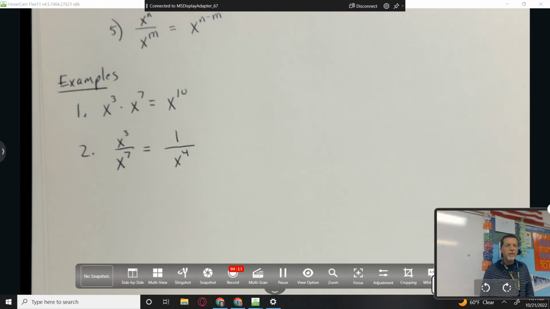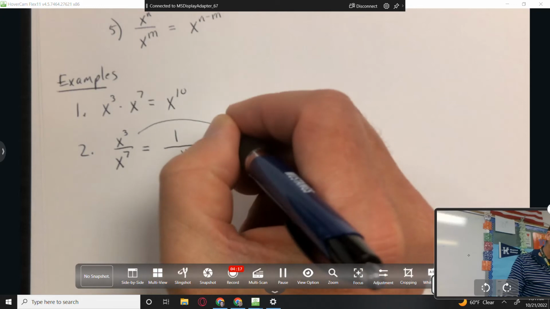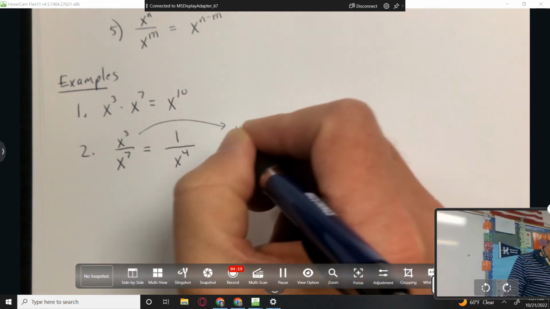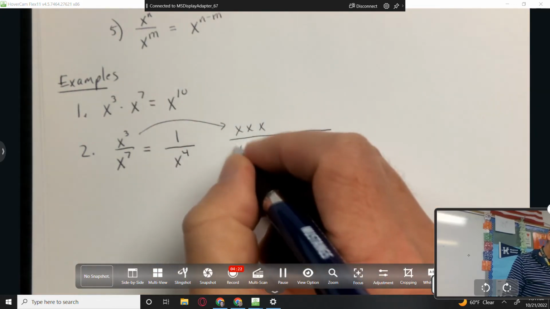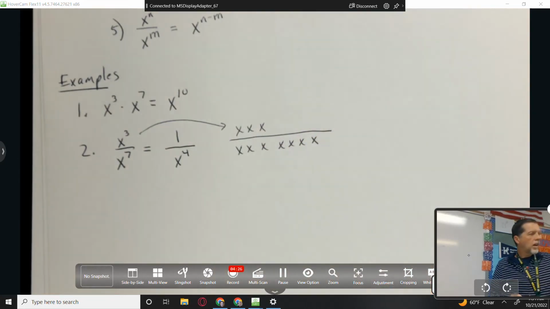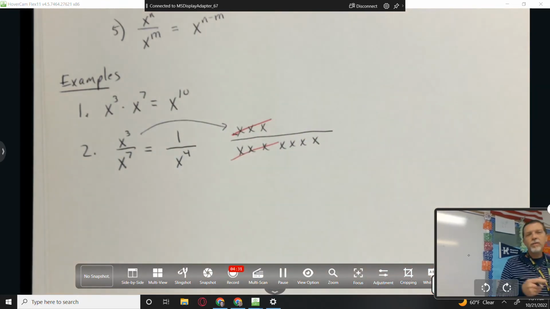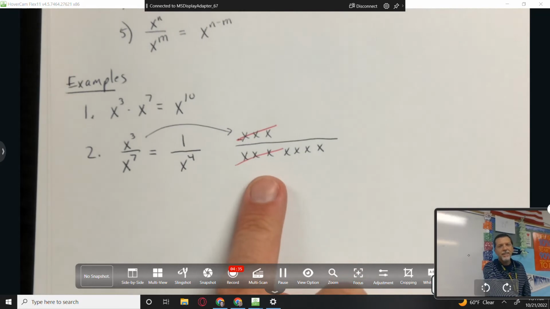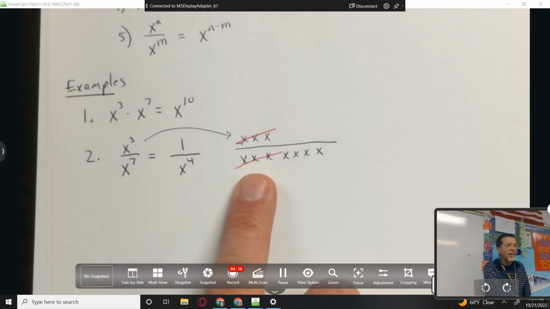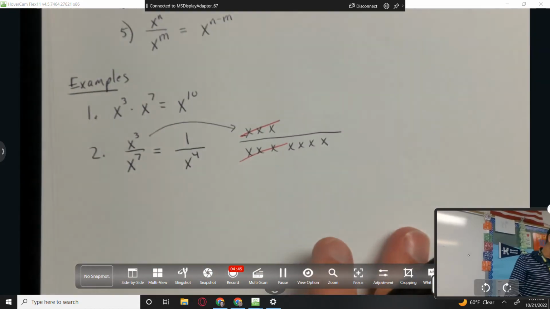I'm only going to show this once because I hope nobody needs this. But if you absolutely got stuck, x cubed is x times x times x. x to the 7th is 7 x's. And then you could cancel 3 of them. And sure enough, you're left with x to the 4th in the bottom. If you get brain lock somewhere, you can write it out and figure out what the answer is supposed to be.